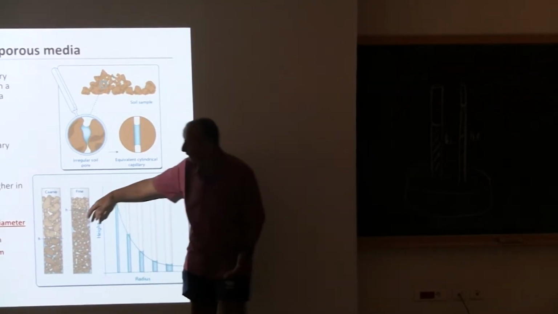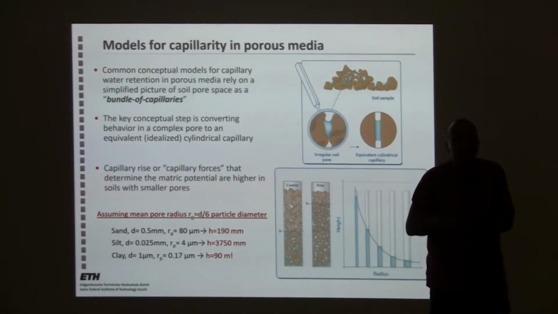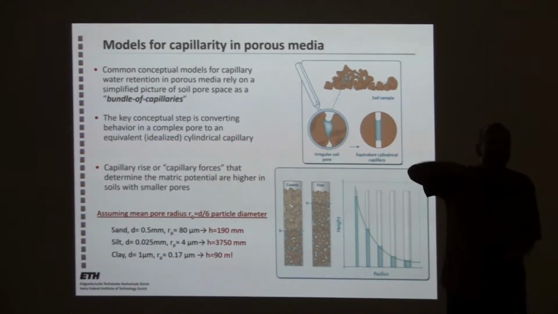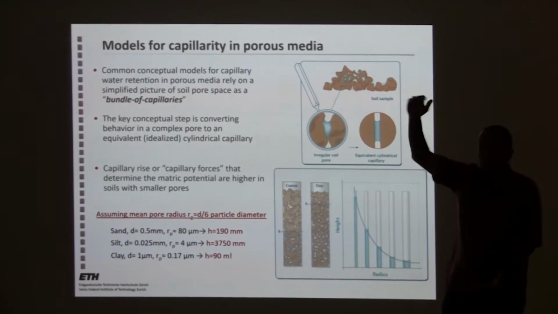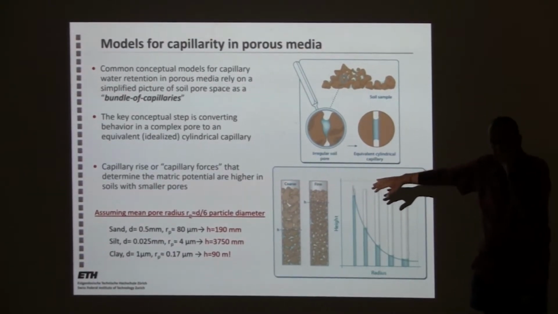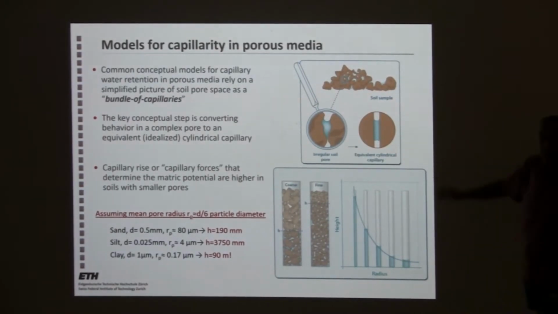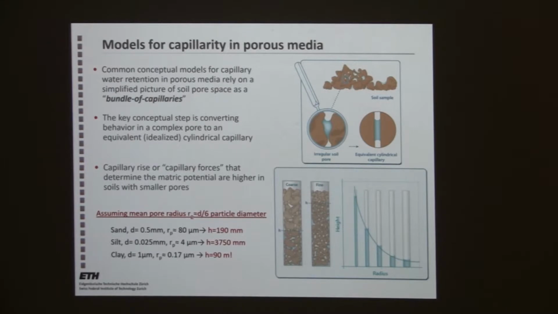For example, if you tell me the grain size of, say, sand, silt, and clay, I can more or less predict how high the capillary fringe would be in the different materials. It's far from being perfect, but it at least places things in the order of magnitude or in the range that we observe.